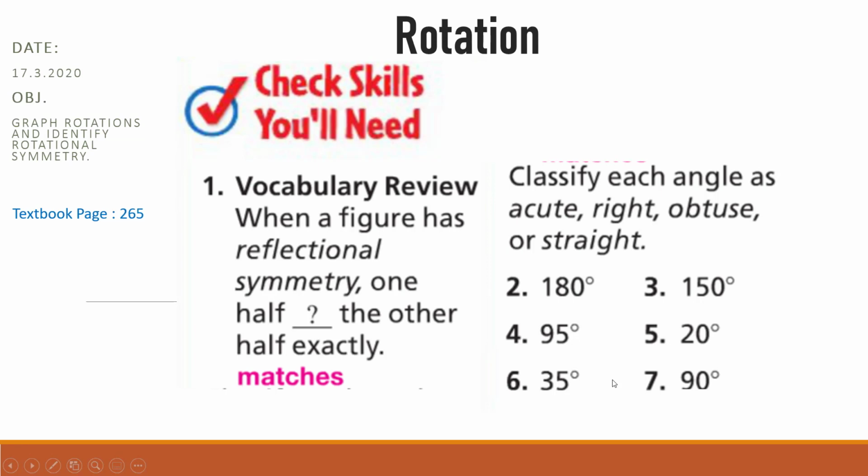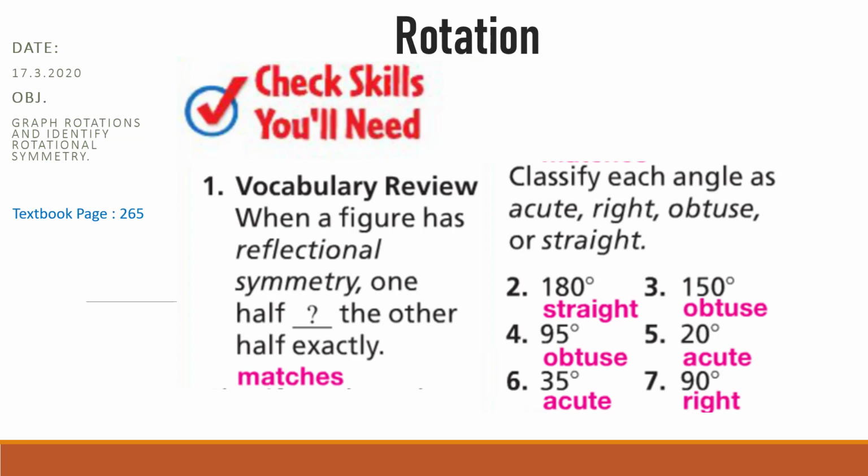In questions 2 to 7, classify each angle as acute, right, obtuse, or straight. 180 degrees, this is a straight angle. 150 degrees, yes, it's an obtuse angle. 95 degrees is an obtuse angle, and 20 degrees is an acute angle. 35 degrees is, yes, acute. And of course 90 degrees is a right angle.